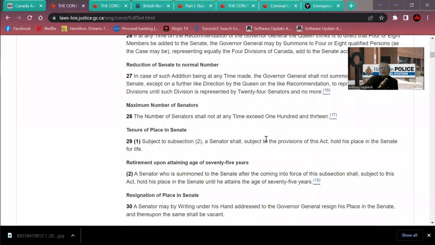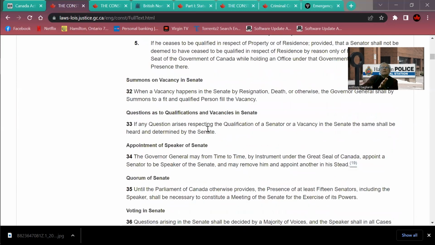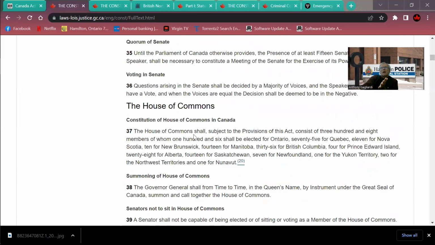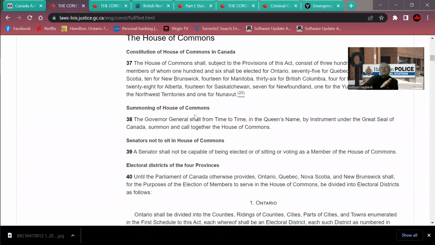And maximum number of senators, terms, tenure of place in Senate, retirement, etc. And then it moves on down to the House of Commons. So now the 1867 Constitution Act is defining the House of Commons. 308 members, etc. for Ontario, somebody for Quebec, etc. And summoning for the House of Commons, section 38.